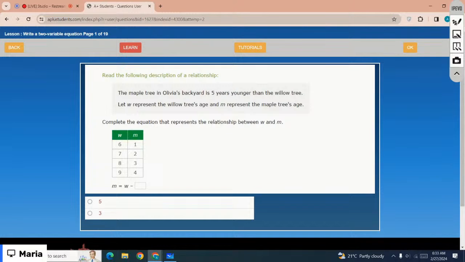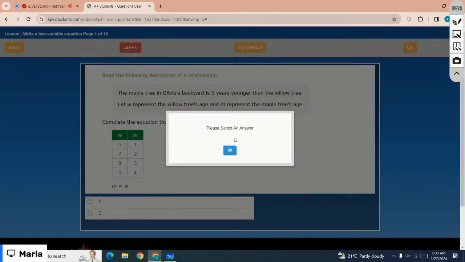The correct option is 5, it is right. M equals W plus 5. You can read the value from here. This is actually the value you have to add or subtract in the equation, right? Okay.